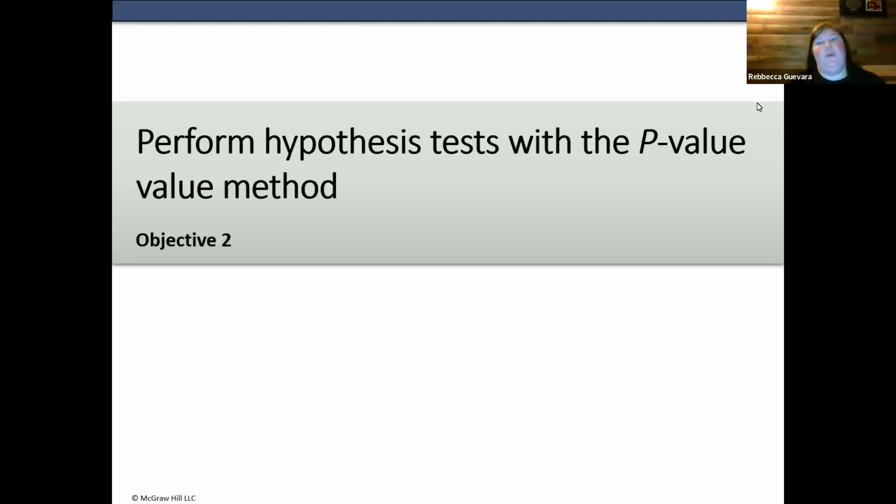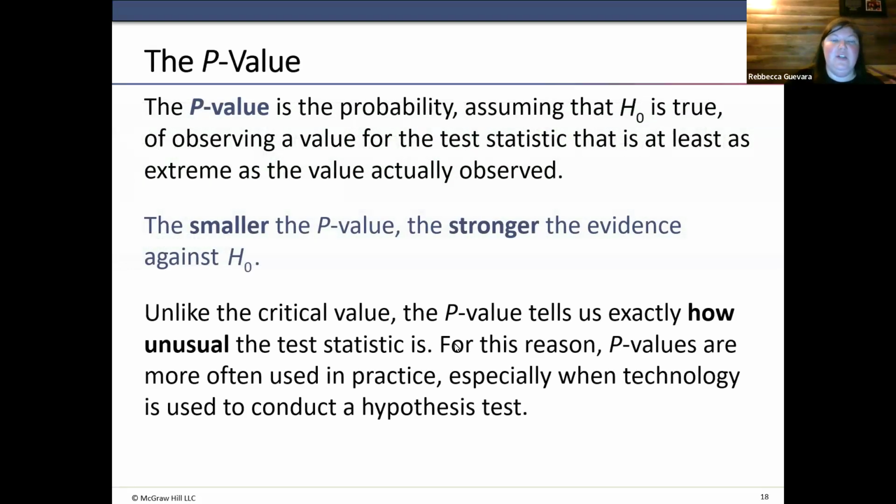So the other way to go about this is doing something called p-values as opposed to looking at critical regions. A p-value is the probability, assuming that the null hypothesis is true, of observing a value for the test statistic that is at least as extreme as the value actually observed. So, like I said, this sounds a little weird. We're assuming that the null hypothesis is true.